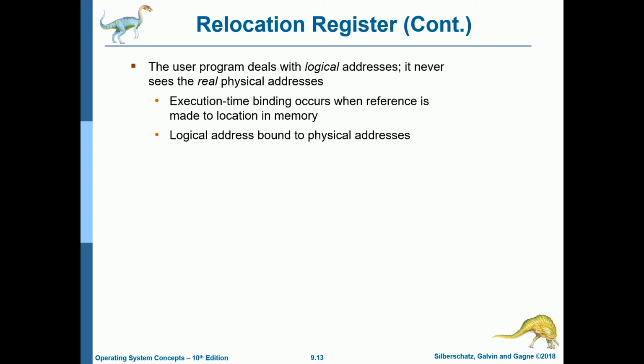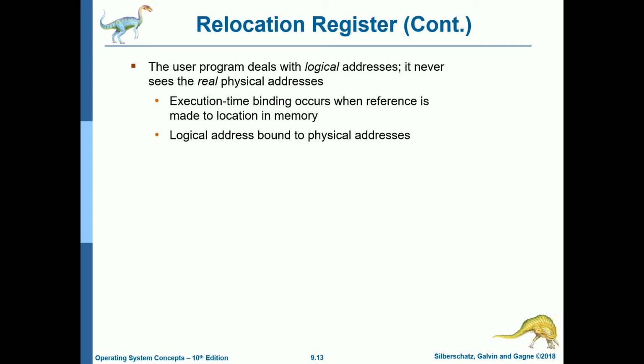The user program deals with logical addresses. The memory mapping hardware converts logical addresses into the physical addresses. Now, this is an example of execution time binding that we have previously discussed. The final location of referenced memory addresses is not determined until the reference is made.